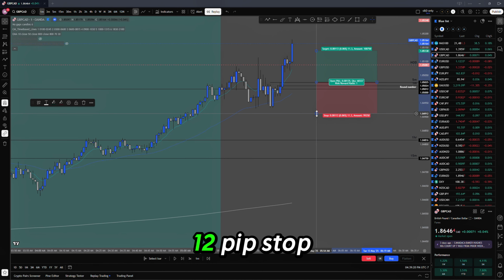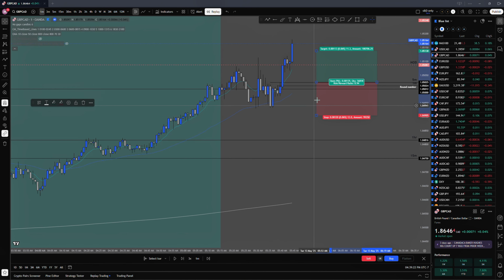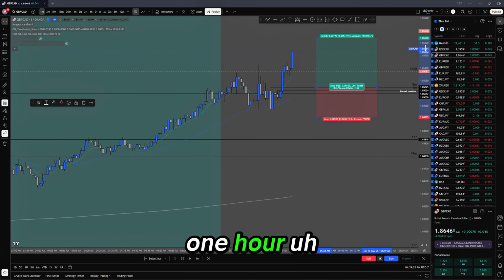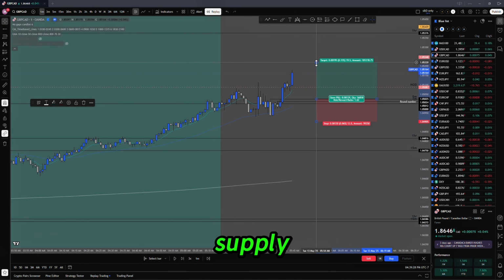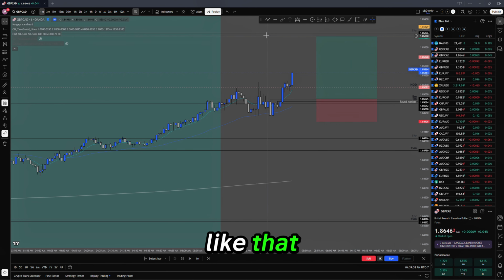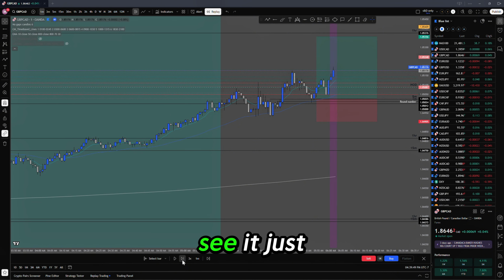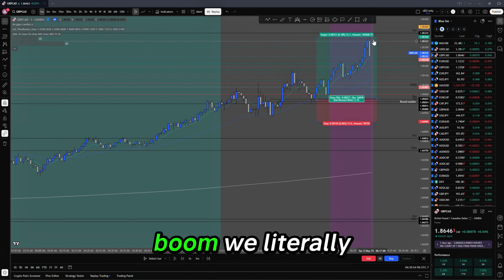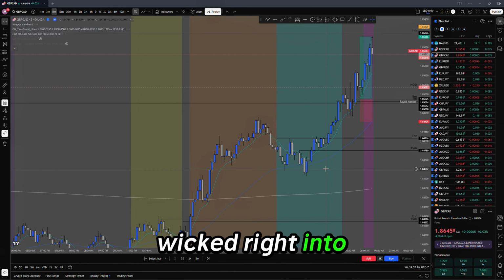And we're gonna go with a 12 pip stop loss, and then we're gonna target that 1 hour supply. I target just below it, just because I don't know if there's going to be any supplies created up there. So we just targeted that, just like that, and we're just going to let the trade play out. And you're going to see it just wicked right into it, and it just took off. Boom. We're literally wicked right into take profit.